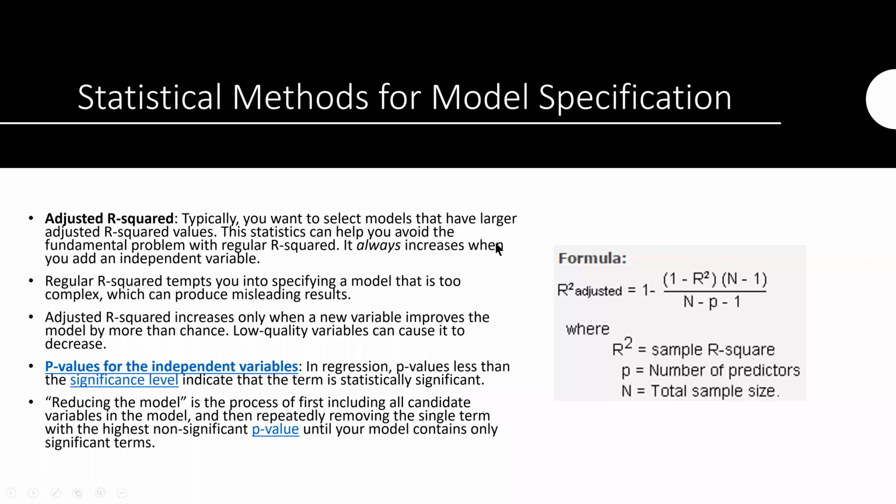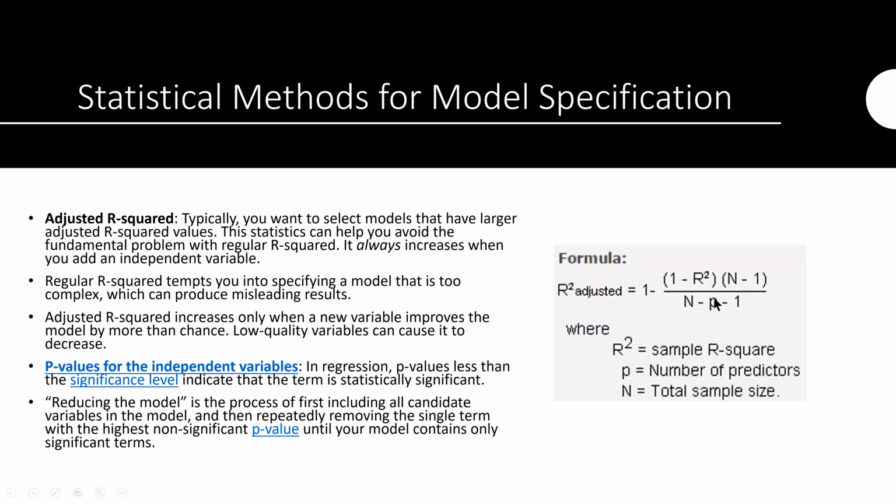Let's turn to the next one. Okay, look, this is an adjusted R-square formula, and it's adjusted from R-square. And look, P is the number of predictors. So in the previous case, you have 3 predictors.